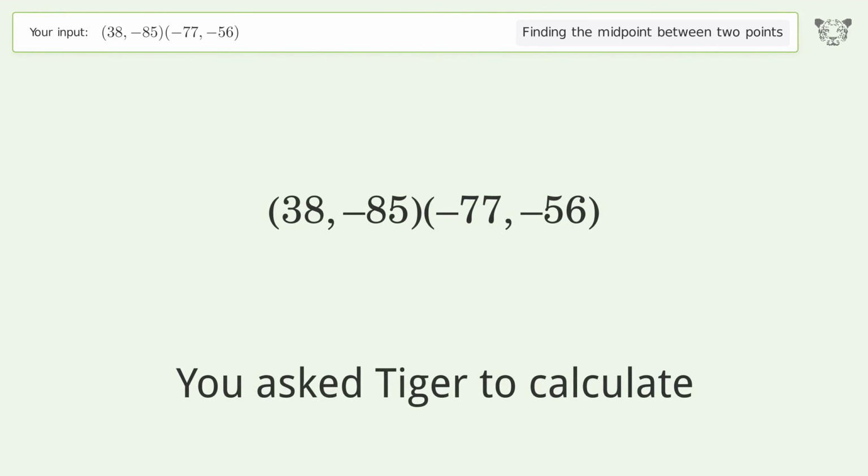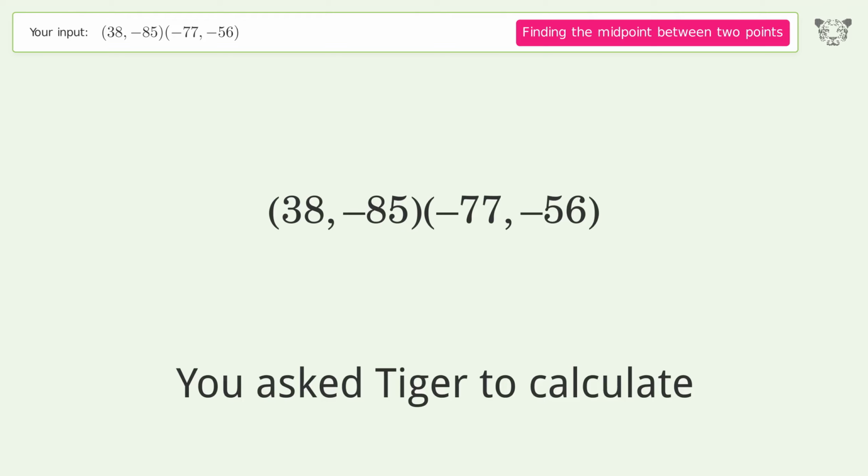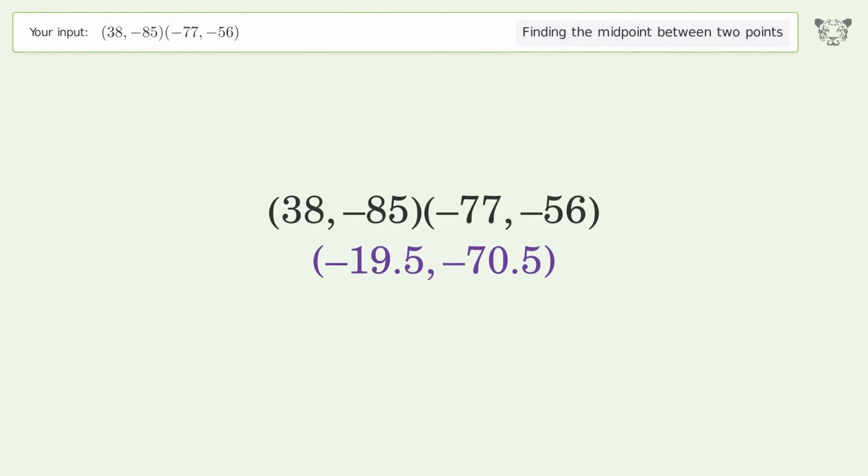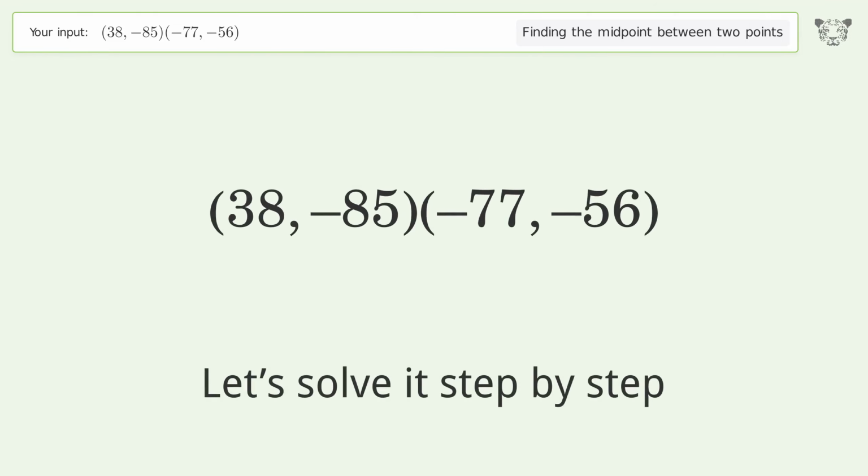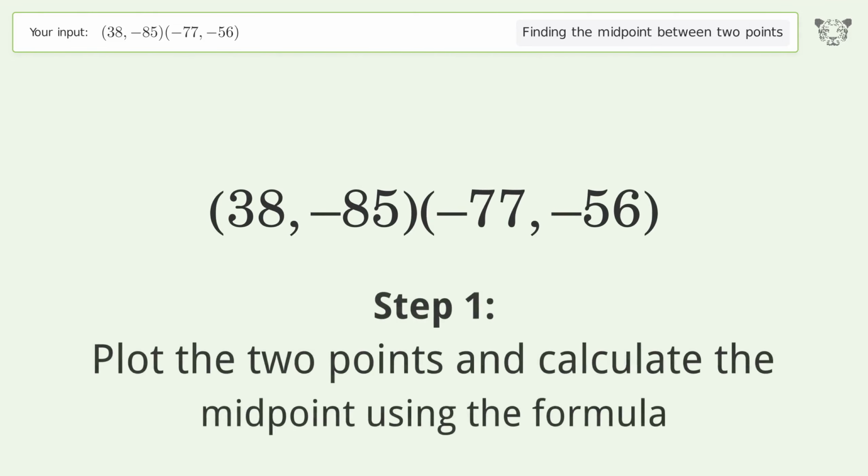You ask Tiger to calculate. This deals with finding the midpoint between 2 points. The midpoint between the 2 points is negative 19.5, negative 70.5. Let's solve it step by step. Plot the 2 points and calculate the midpoint using the formula.